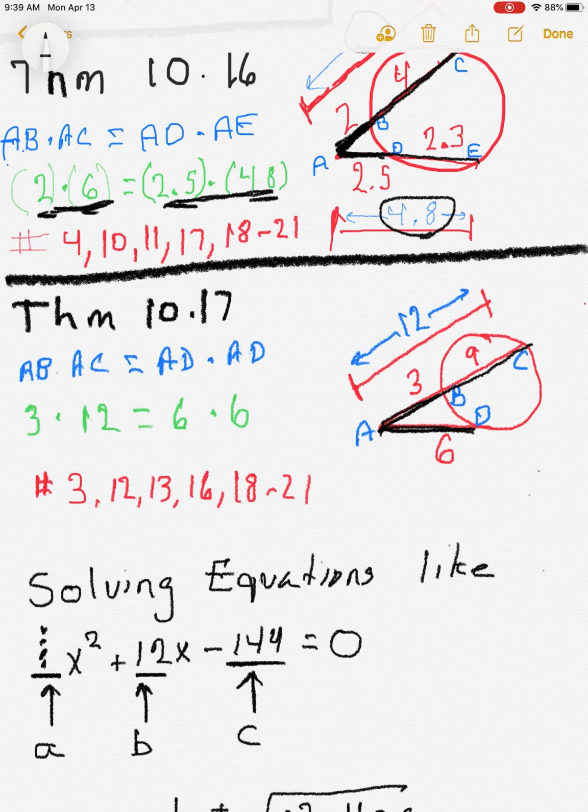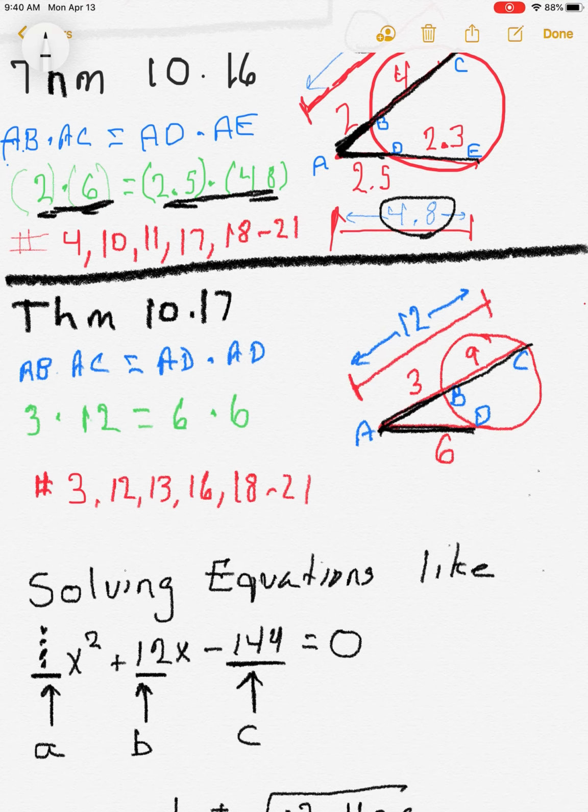Problem number 3, 6 times 6, that is JK, multiplied by itself, equals HJ, the external, multiplied by the total, which is x plus 4. 6 times 6 is 4 times x plus 4. Distribute the 4 over the x plus 4. Another problem is problem 12. 9 times 9 is equal to 5 times 5 plus x. Distribute the 5 over the 5 plus x.